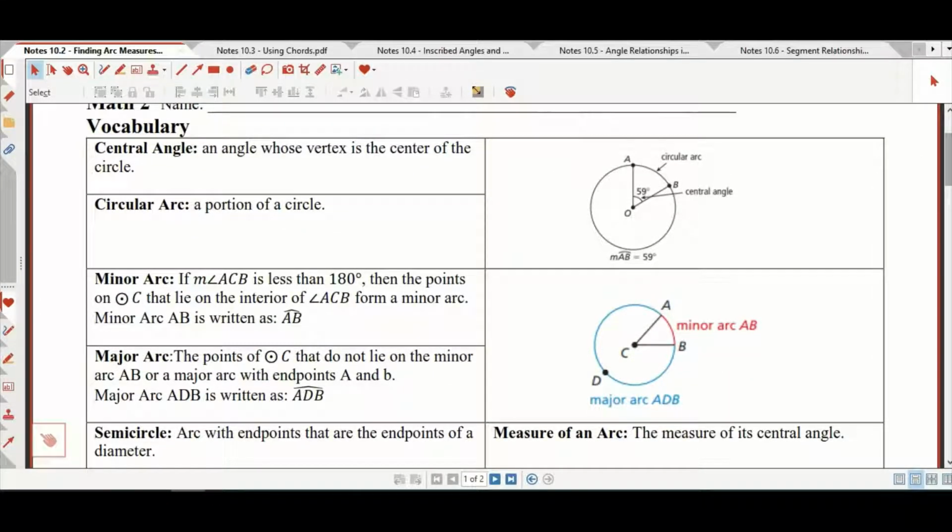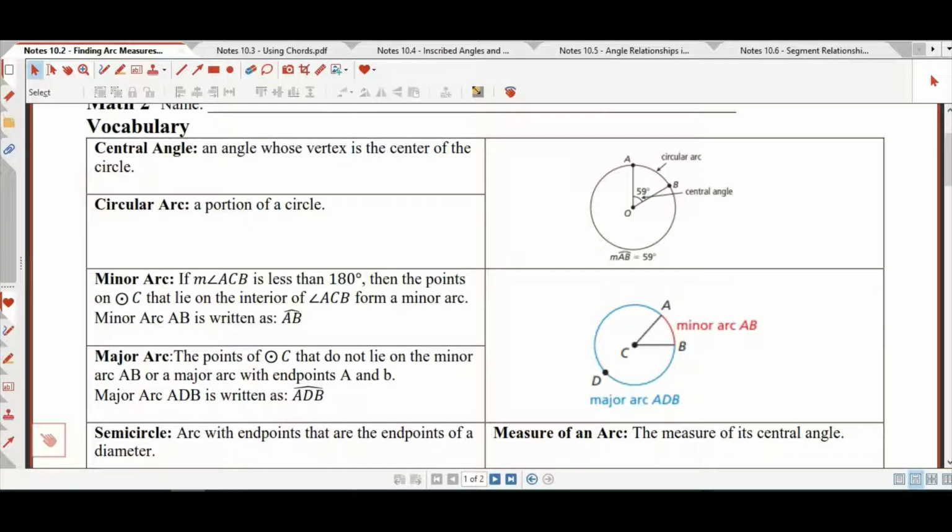A minor arc. If the measure of angle ACB is less than 180 degrees, then the points on the circle C that lie on the interior of angle ACB form a minor arc, like this. Now it will be written as arc AB, from A to B.